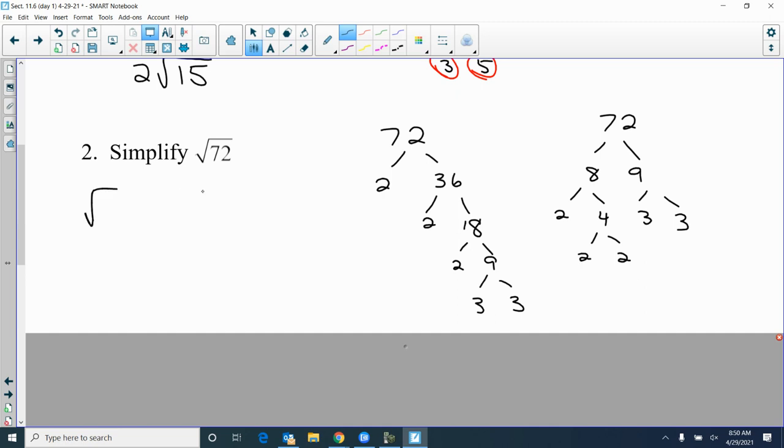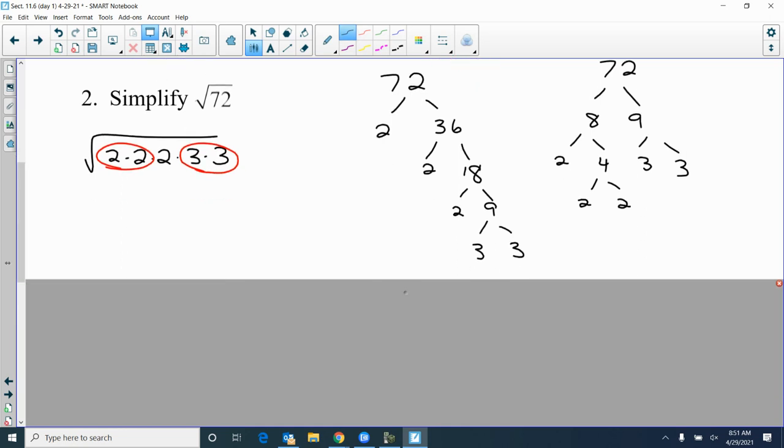But in the end, when we do square root of 72, how many 2's do you have? 1, 2, 3 2's, and how many 3's do I have? Okay, so that means I got a pair of 2's and a pair of 3's. This pair of 2's gives me one 2 on the outside. This pair of 3's gives me one 3 on the outside. We're going to end up multiplying them together. Don't make it 23. And then I got radical 2 left here.